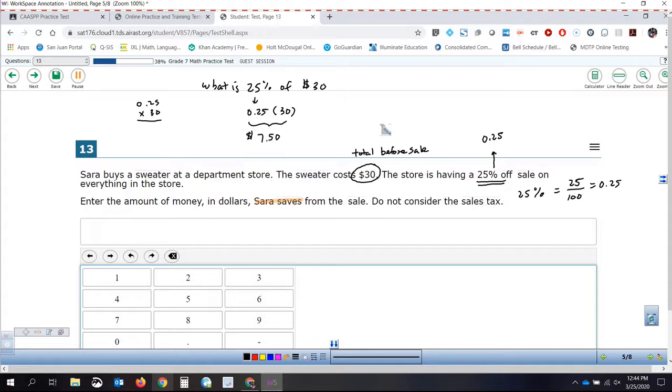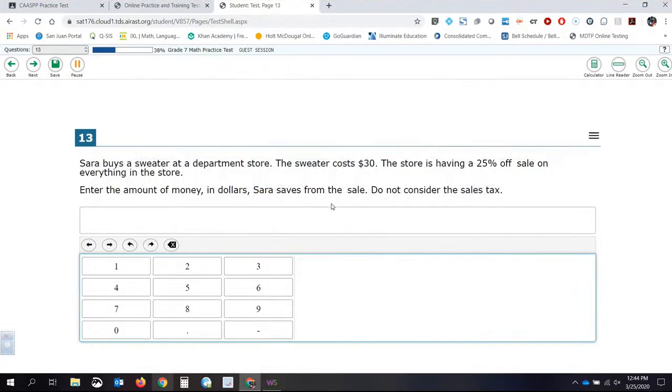And they didn't ask us, but if they had asked us how much does she actually have to pay, then we could do $30, take away the $7.50, and we would get $22.50 is what she would pay, which is 75% of the original cost. But we were not asked that. We were only asked what she saves. So we're going to go ahead and put in 7.50.